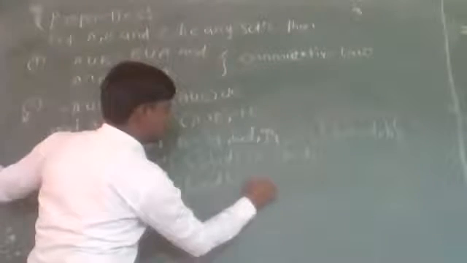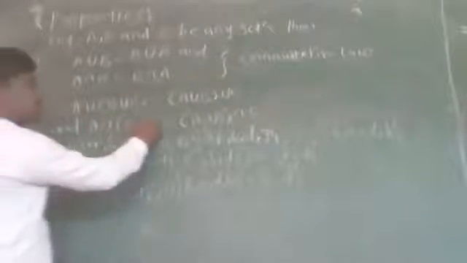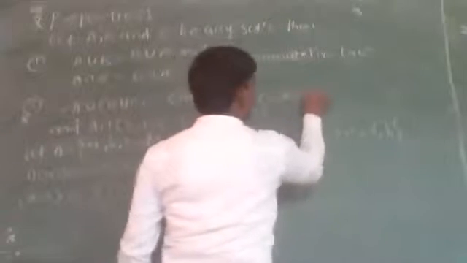Now, (A intersection B) intersection C equal to... again, B and D are common in both sets A and B. Then the intersection with C is B, D, which is equal to B, D. So from these two, both the sets are equal. As the right hand side is equal, then the left hand side must be equal. Therefore, A intersection (B intersection C) is (A intersection B) intersection C, and this law is called the associative law.